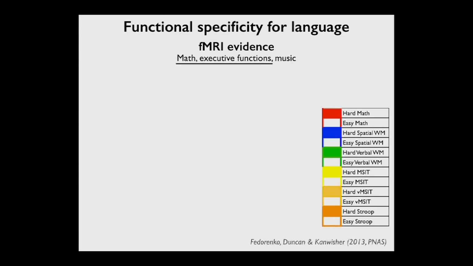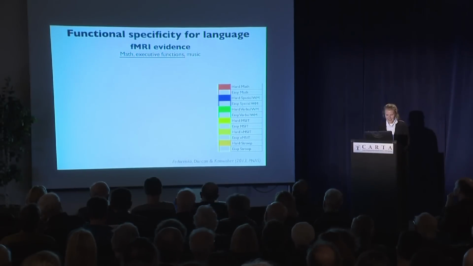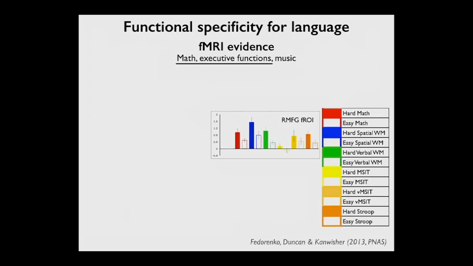So of course, to interpret the lack of response in these language regions, you want to make sure that these tasks activate the brain somewhere else. Otherwise, you may have really bad tasks that you don't want to use. So indeed, they do. Here, I'll show you activations for the executive function tasks, but music also robustly activates the brain outside of the language system. So here are two sample regions, one in the right frontal cortex, one in the left parietal cortex. And you see the profiles of response are quite different from the language regions.